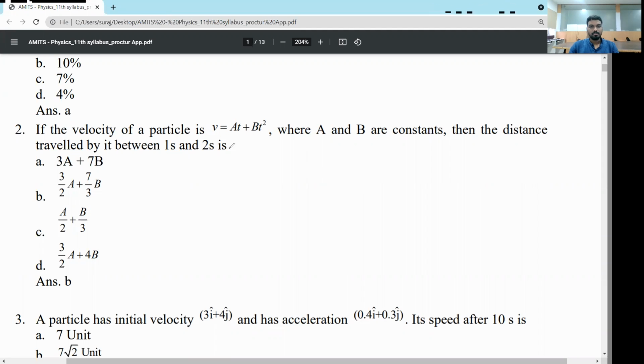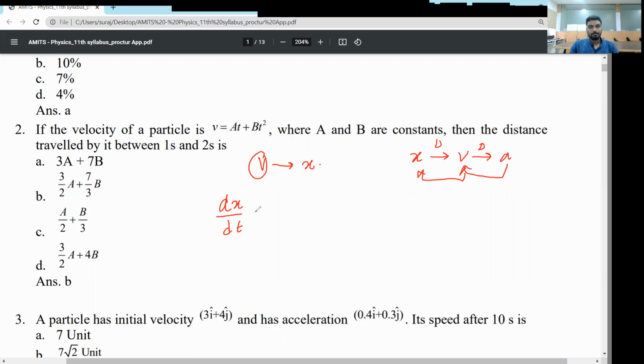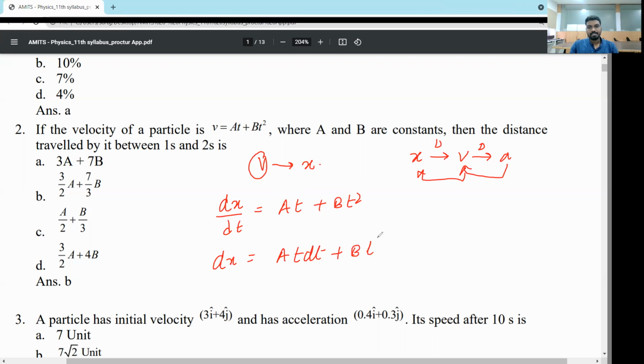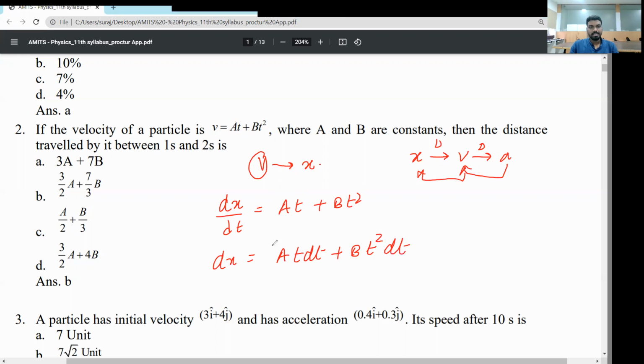So they have given velocity, I want distance traveled. So nothing but I need to integrate it, right? Displacement to velocity, velocity to acceleration is differentiation. If you're coming back, you need to integrate. So I can write v as dx by dt equal to a plus b t square. Now dx will be a dt plus b t square dt. And integrate it.